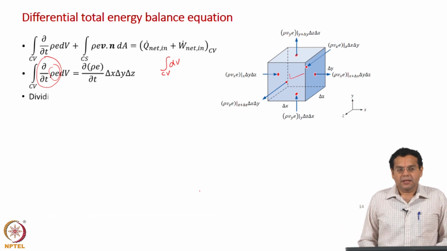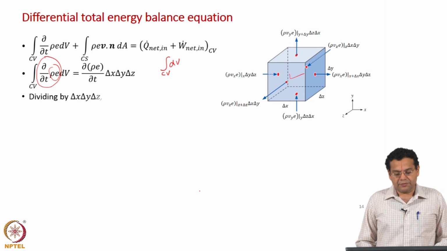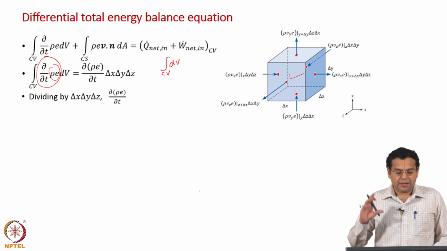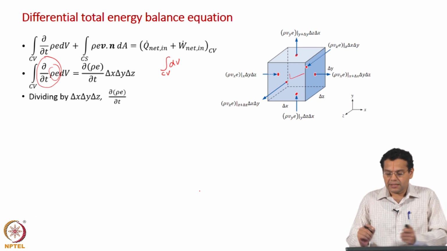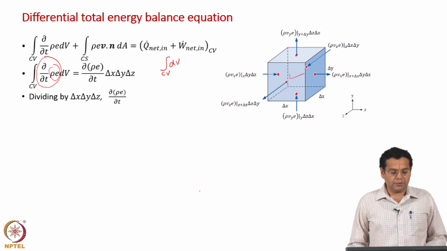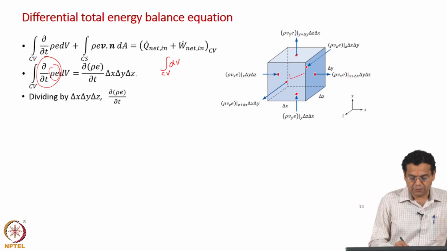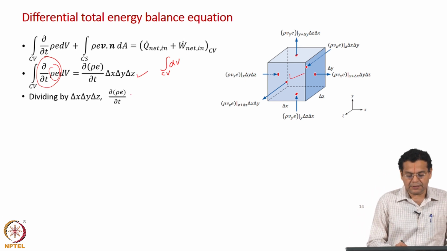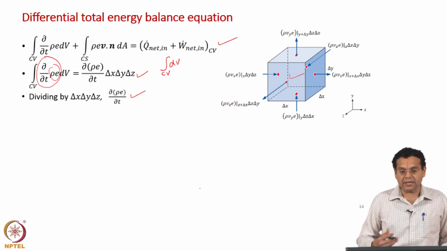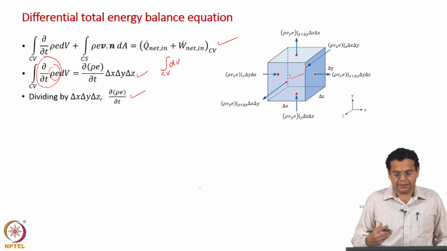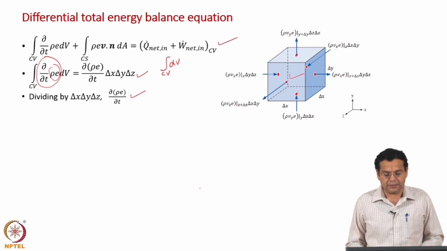And then, like all the other differential balance equations, we will finally divide by delta x, delta y, delta z and shrink it to a point. So, what we will do is divide now itself and keep the terms ready, so that finally we can substitute in the integral energy balance equation and then take the limit finally. So, we will keep these terms ready after dividing by delta x, delta y, delta z. That is what we will do for all the terms.